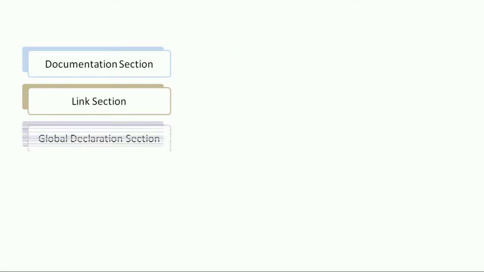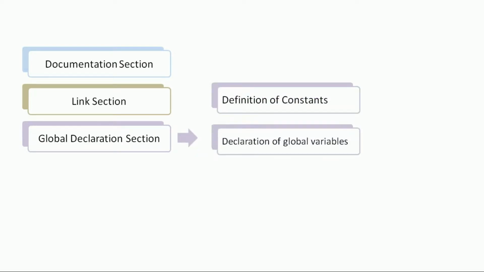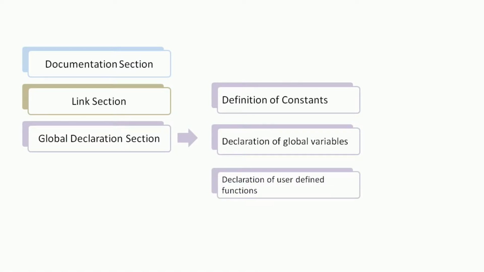Next is the global declaration section. Here you can define constants, declare global variables, and user-defined functions. For example, the value of pi is 3.14 and it's a constant value. So you can define it here and use it anywhere in the program.